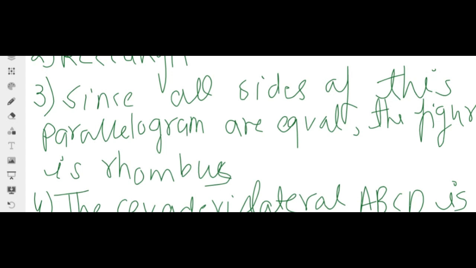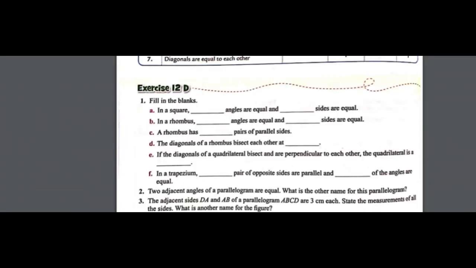The diagonals of a rhombus bisect. Now the question number 2. Two adjacent angles of a parallelogram are equal. What is the other name for this parallelogram? Rectangle.